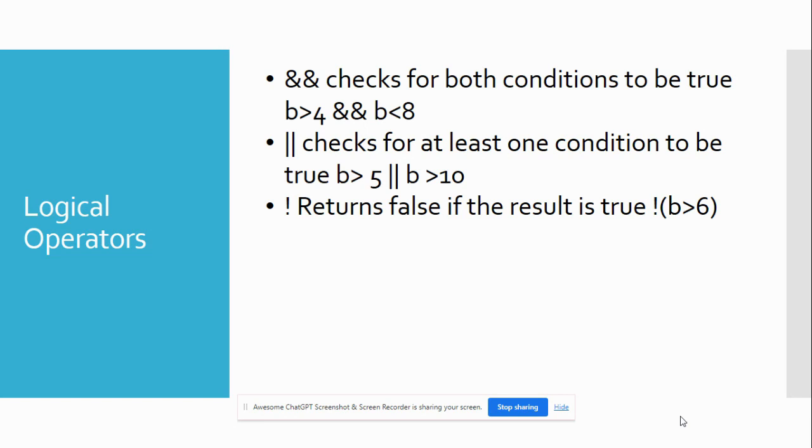We have the OR logical operator, which checks for at least one condition to be true. If b is greater than 5 or b is greater than 10, if any of the conditions is true, then it returns a true value. We have the logical operator NOT, which returns false if the input is true, and it returns true if the input is false.